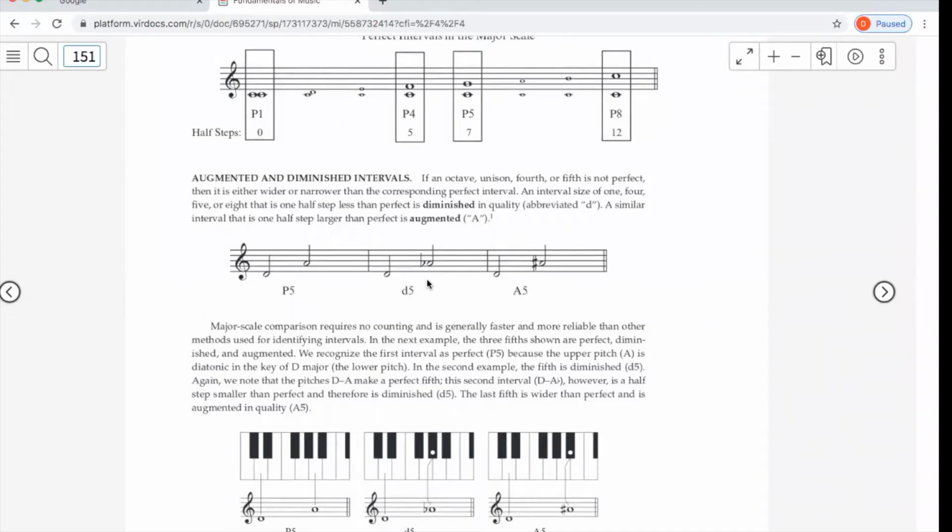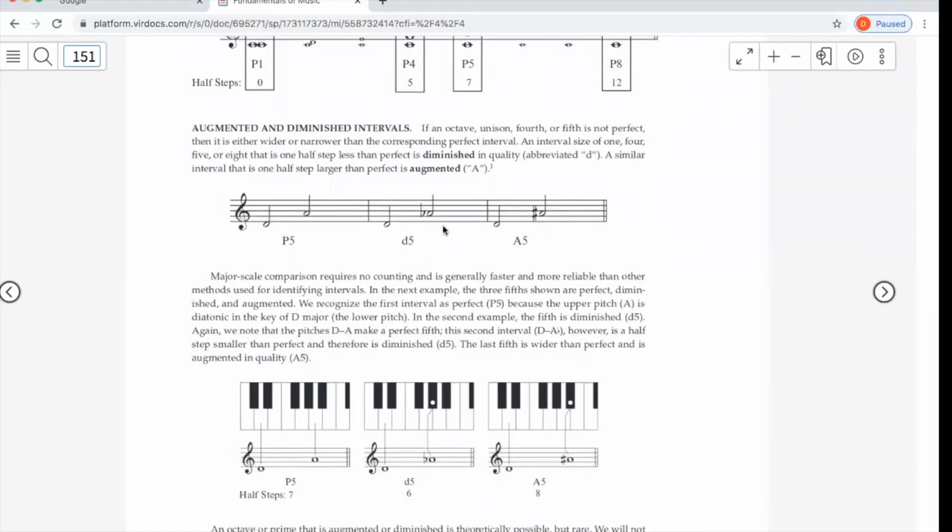a diminished fifth. Of course, diminished means to make smaller. So from here to here is still a fifth, but it's not perfect. They're too close together. That's diminished, too close by a half step. This one is a fifth, but these are 8 half steps apart. This is a half step higher than a perfect fifth, so this is called augmented fifth. Of course, to augment means to make larger.